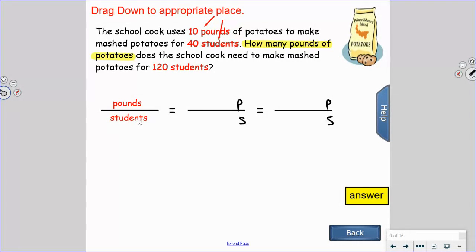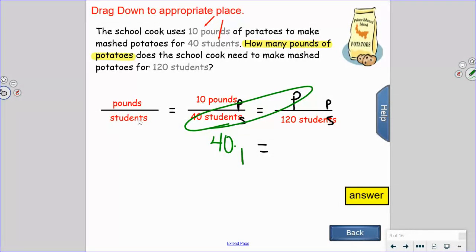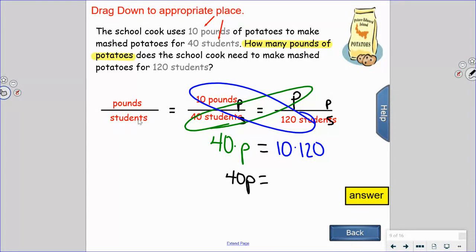The question is asking 120 students, and we don't know how many pounds. Sometimes I'll use P, sometimes I'll use X. Meanwhile, naturally, 10 pounds, 40 students. So we can now, with this relationship in mind, set up an equation and multiply. We have 40 times some unknown number P is equal to 10 times 120. Now, naturally, we can simplify, not the left side, of course, but why write 10 sets of 120 when you could write 1,200? Then we'll go ahead and solve.